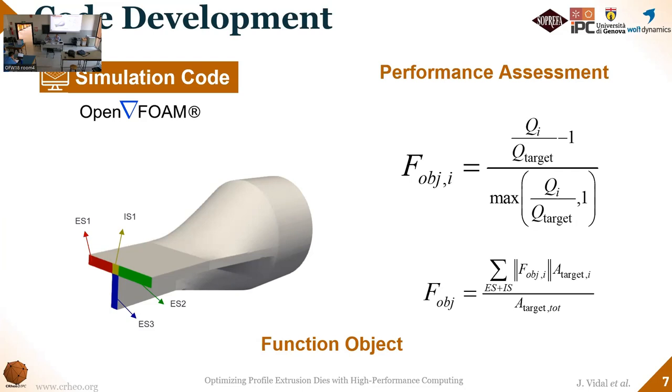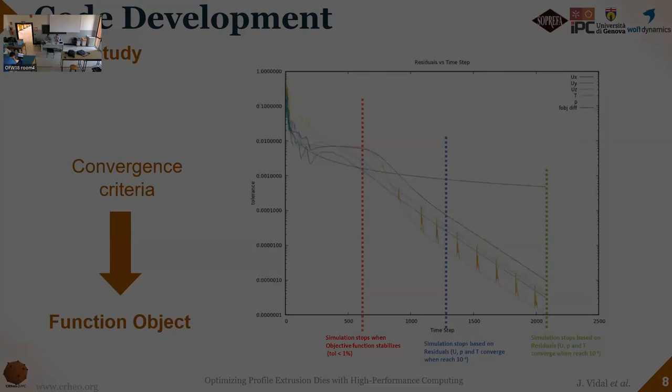What we do is divide the outlet cross section into different ES. ES stands for elemental section, and IS is intersection sections. We always divide the sections into those, and we control the flow in each of them. The aim is to have as uniform a flow distribution as possible, and the objective function will tend to zero if that happens.